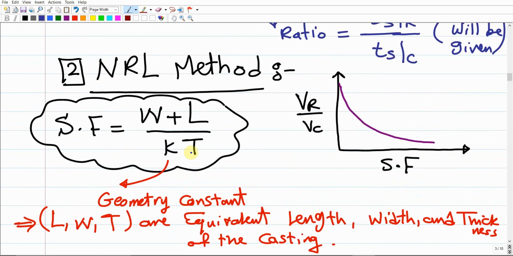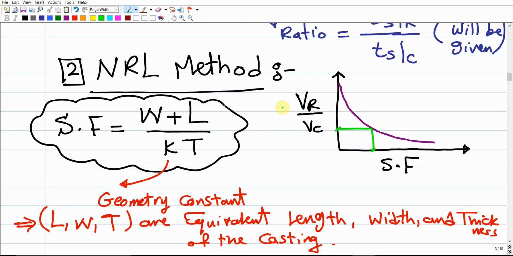Then once we calculate the shape factor, simply according to the Naval Research Lab NRL method, with the shape factor, you're going to cut with a curve, and this curve will be provided to you. Then you're going to move to the left to find VR over VC. VC, this is the volume of the casting. VR, this is the riser volume.